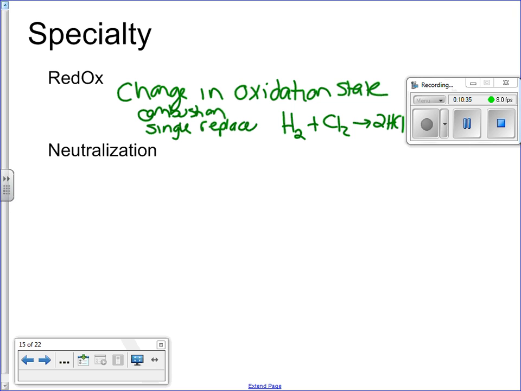Ending up in bond. So this is by itself. It's zero oxidation state here. It's not zero here. So that's redox.